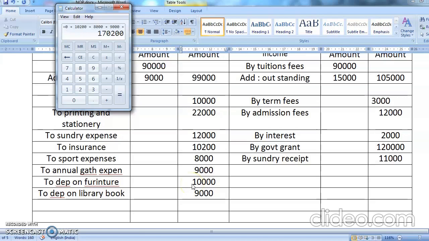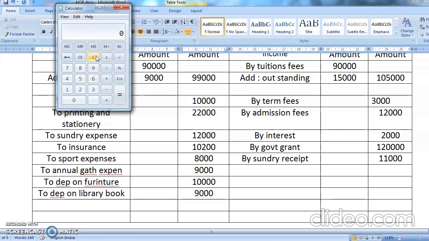Some mistake is happening in the totaling. Okay, again 10,000 plus 9,000. So the totaling is coming to 1,89,000. We'll do it again. I think there is some mistake in totaling. I was thinking it over only.